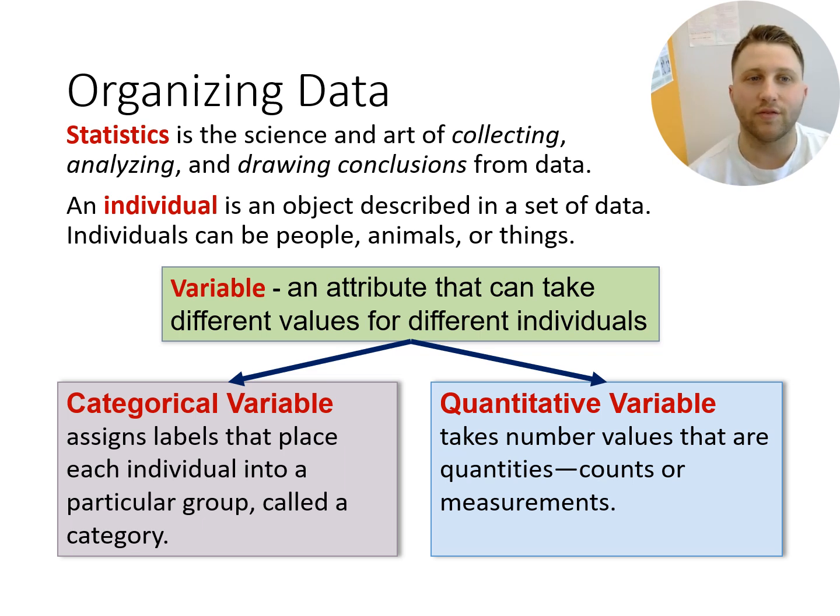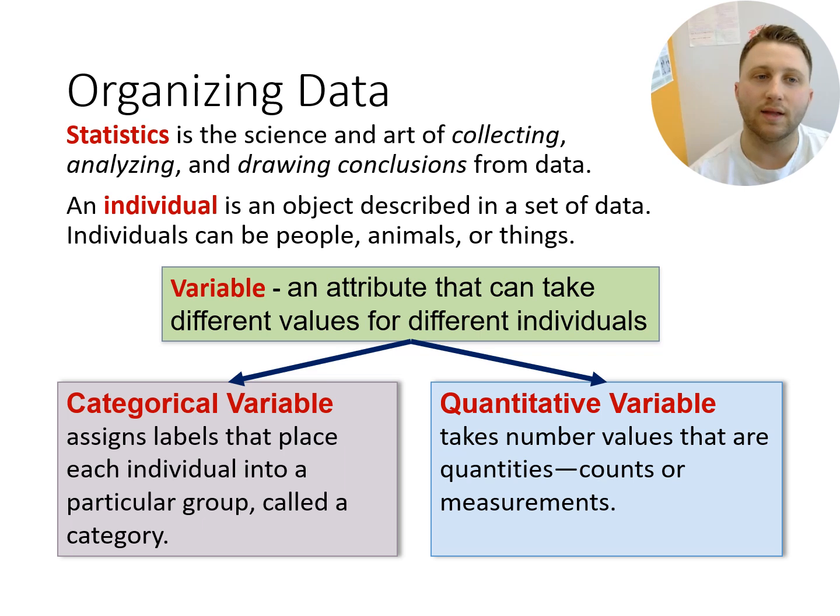So you've got individuals. These are the objects described by the set of data, and they can be people, animals, or things. You also have variables, and these are the attributes. So they take on different values for each of the individuals in the data set. I should say they can take on unique values for each of the individuals. Of course, multiple individuals can share the same value as well.